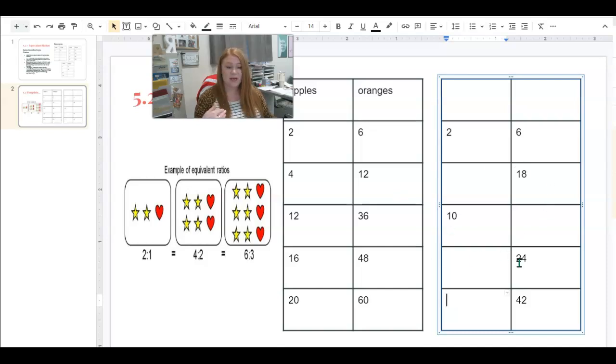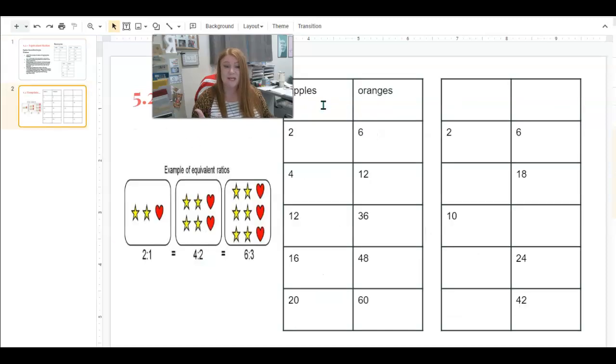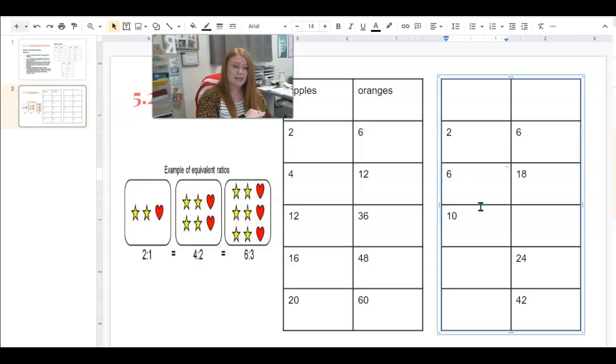And I'm going to give this to a neighbor, a partner that is on at least a 5.2, and see if they can fill these out. All the instructions are right here. Roll your dice, see what your numbers are, choose a multiple, multiply, multiply, multiply, multiply, repeat with new numbers, erase 1 on each one, see if a neighbor can see, oh, how did I get from 6 to 18? Well, that was times 3, so 6 times 3 would be 18. How did I get from 2 to 10? Well, that was 5, so 2 times 5 is 10.